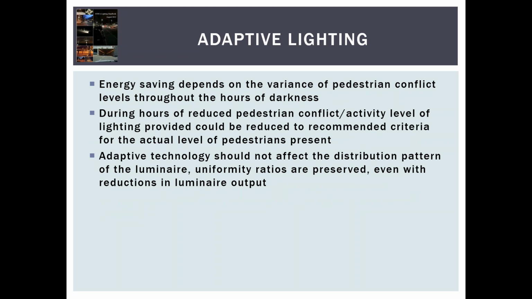The amount of energy savings an adaptive lighting technology can provide depends on the variance of the pedestrian conflict levels throughout the hours of darkness. During the hours of reduced pedestrian conflict or activity, the level of lighting provided could be reduced with reduced energy consumption to the recommended criteria for the actual level of pedestrians present. An adaptive technology should not affect the distribution pattern of the luminaire. Uniformity ratios are preserved, even with reductions in the lumen output. The reduction of lighting levels on local or collector or major roads can go from a high conflict to a medium to a low, depending on the predicted pedestrian activity anticipated during the course of the evening.